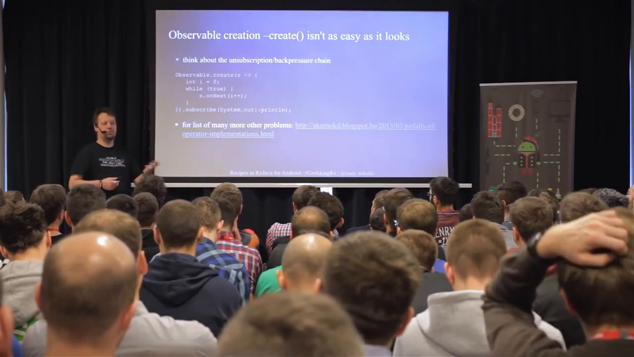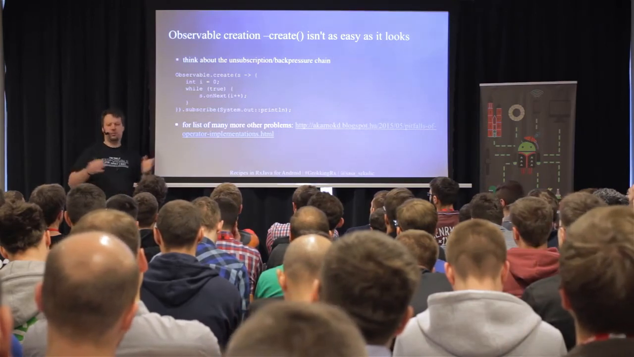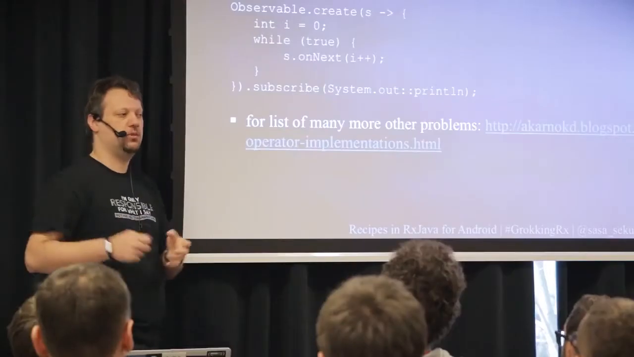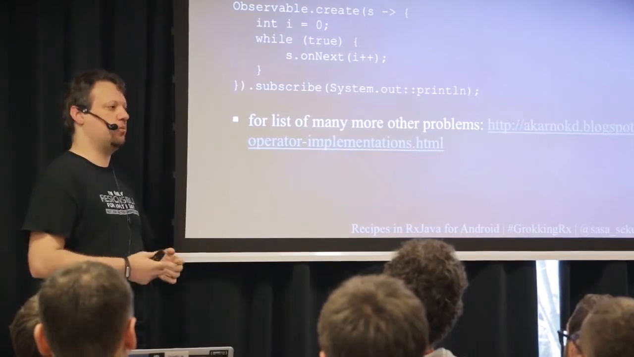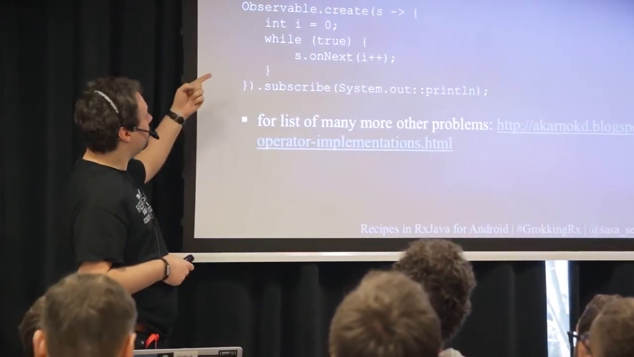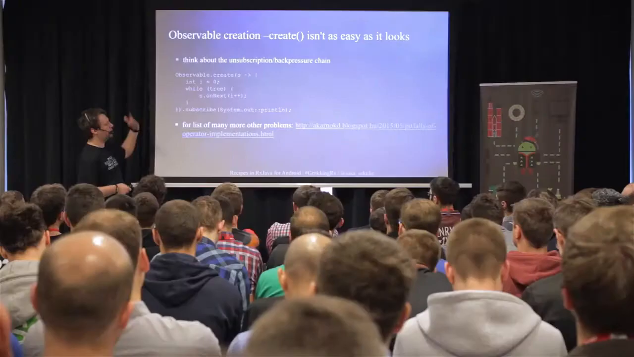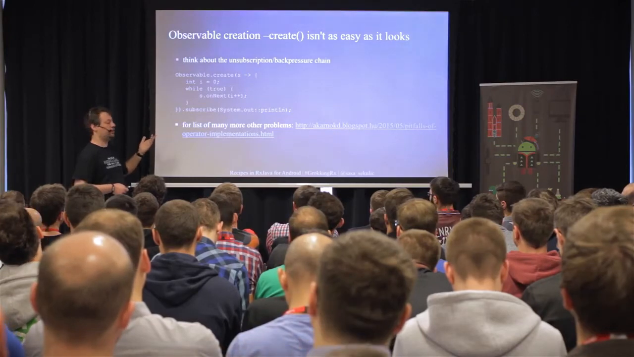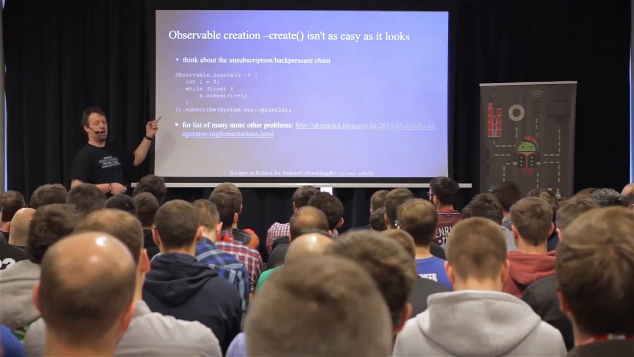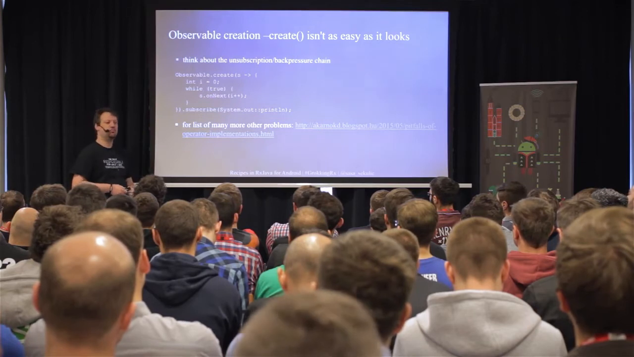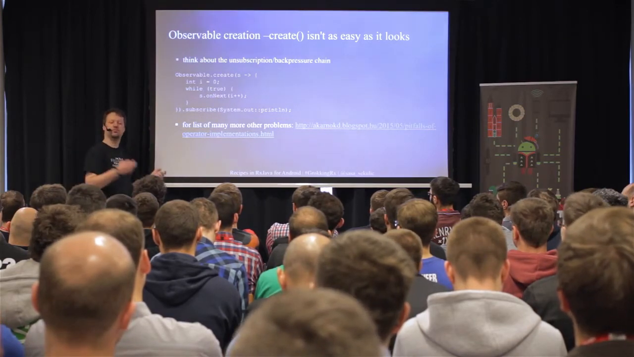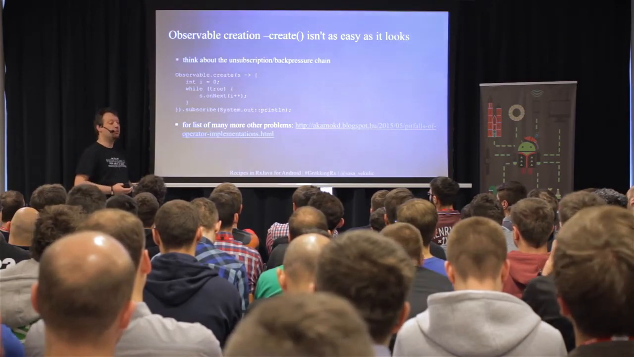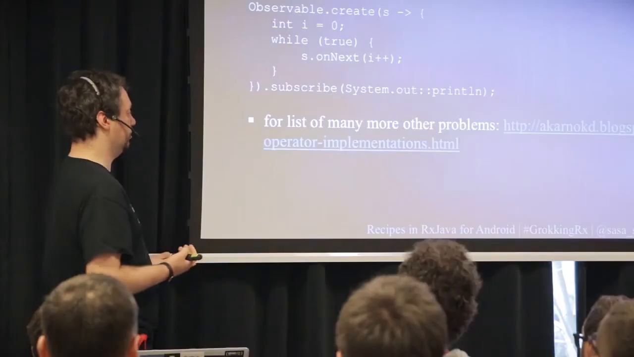So, for example, sample is a nice thing. It will take maybe every 10th value from the observable or something. So in this case that we have here, we actually have a loop that will just continue creating values. So what happens when you unsubscribe from this? Nothing happens. It just continues to send data, which probably isn't what we want to do.